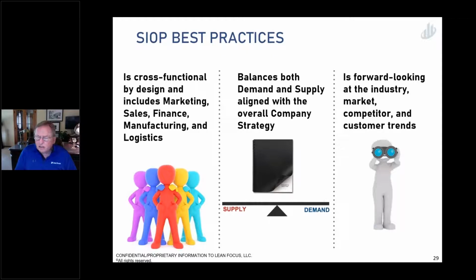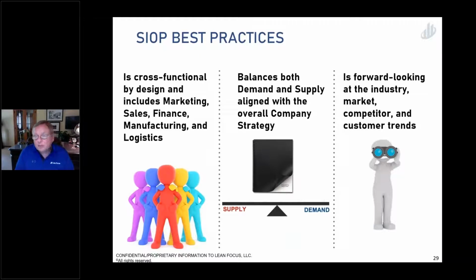And the next question is: is there a balance between supply and demand with the overall strategy? You're trying to make sure that you can provide what your customer needs, and everybody agrees to it, so that you have a strategy and a plan to deliver on time.